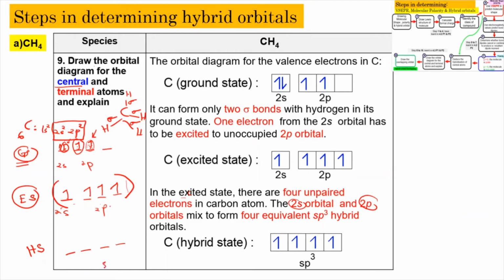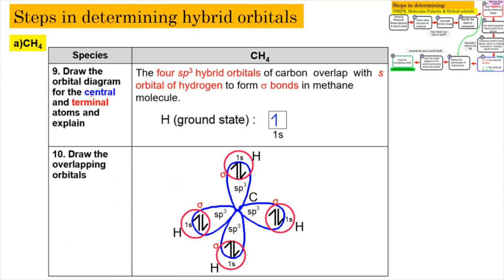And we're going to have sp3 here. So we have 1, 2, 3, 4 hybrid orbitals. So we're going to get 1, 2, 3, and 4, and they are on the similar energy. So we have the sp3 hybrid orbitals. Right? And then we are done with the central atom. Now we're going to focus on the terminal atom. So for the terminal atom, we know that our terminal atom is going to be the hydrogen.